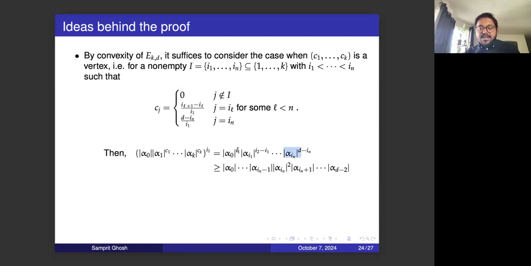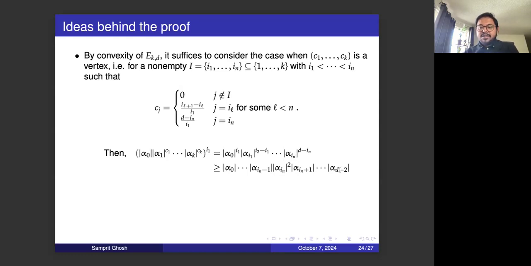So alpha 0 to the I1 would be bigger than or equal to alpha 0 times alpha 1 times all the way up to alpha I1 minus 1. Then you will have alpha I1 and so on. Rather than this alpha in to the d minus in, writing that explicitly, we replace that by alpha in. We take that twice, and then we only go up to alpha d minus 2. I'll tell you why we are doing it. But I hope this step is clear, what we are doing.